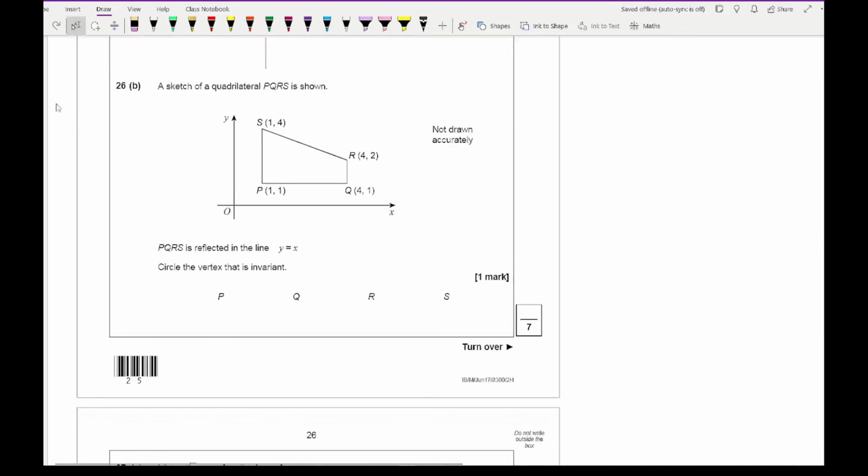The sketch of the quadrilateral PQRS is shown and it says reflected in y equals x. So y equals x is here. Circle the vertex that is invariant. Which one is not going to move? It's going to be P, because P is on the reflection line, so that is not going to move.